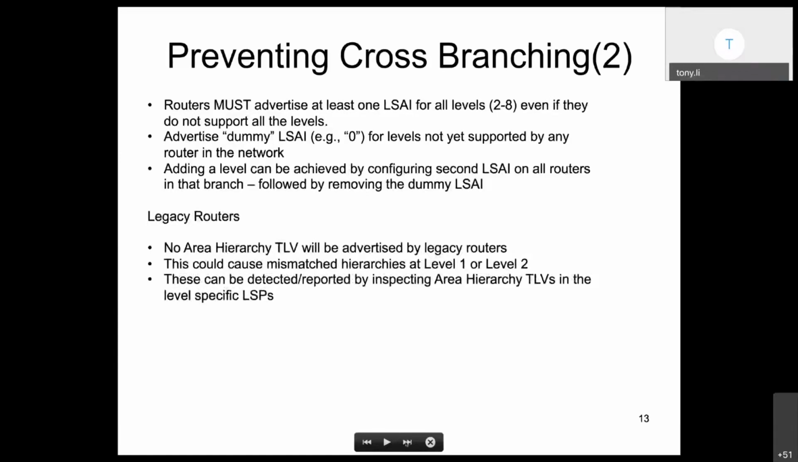Okay, Les, you're up. Yeah. So, Chris, additional response on that. If you know what area addresses you want to use at each level, even though you're not currently deploying, say, level 5, 6, 7, 8, you can certainly advertise them. You don't need a dummy. But if you haven't decided yet, like I have no need for level 5, 6, 7, 8 right now, I'll just advertise 0. And whenever I get around to needing level 5, I'll figure out what number I want in there. That's the idea.